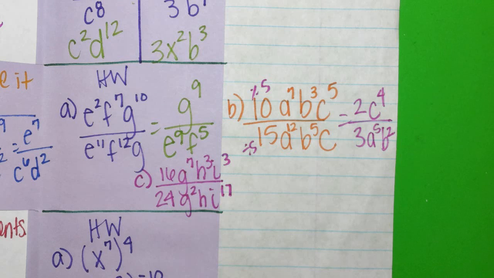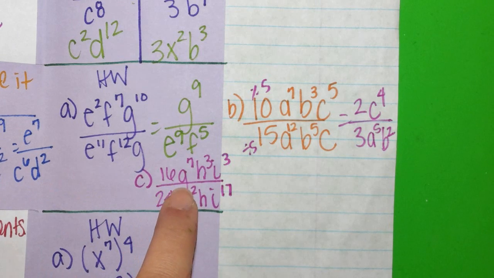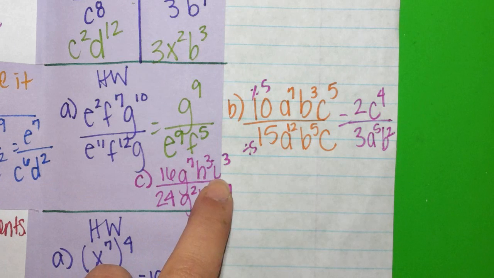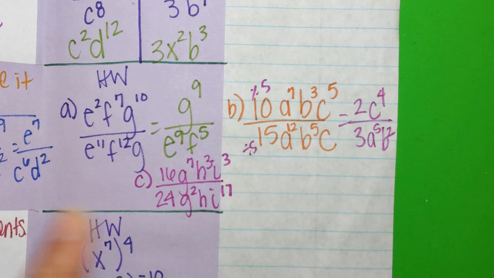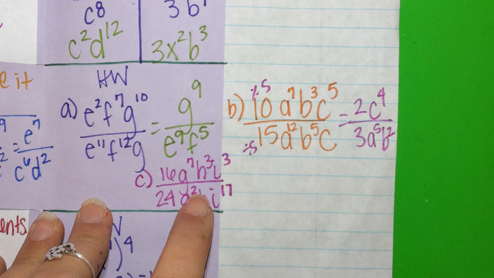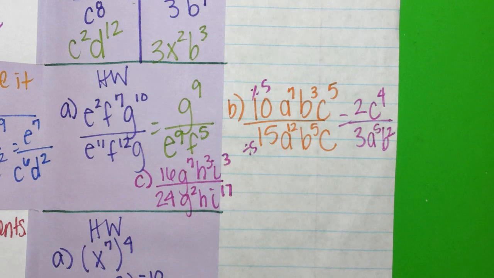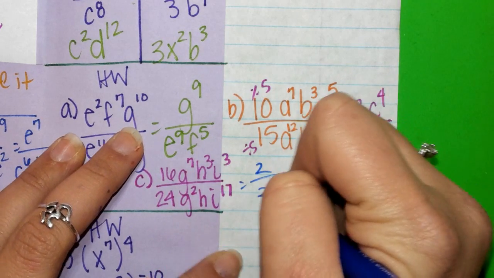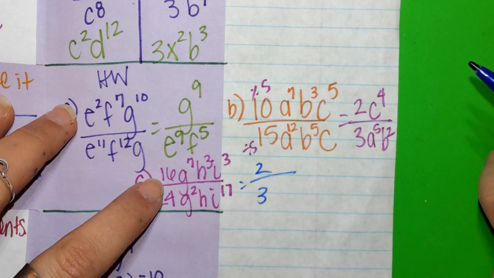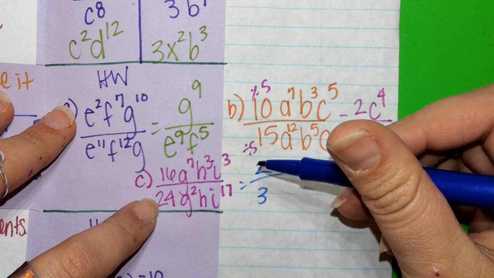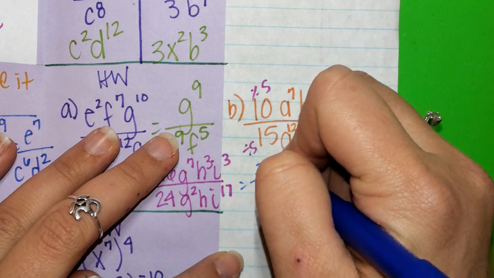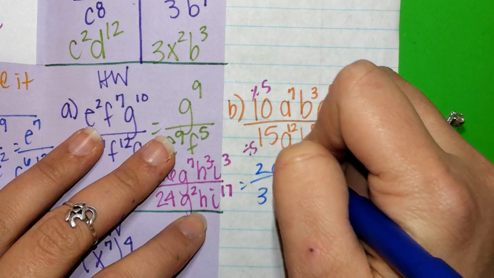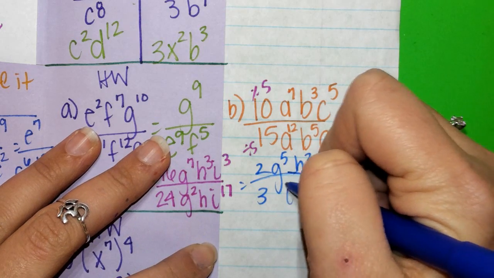This says on top 16 g to the 7th h cubed i cubed. On the bottom it says 24 g squared h i to the 17th. Hopefully you guys should have gotten 2/3 because the biggest number that goes into both of those is 8. 16 divided by 8 is 2. 24 divided by 8 is 3. And then that gives you g to the 5th h squared divided by i to the 14th.